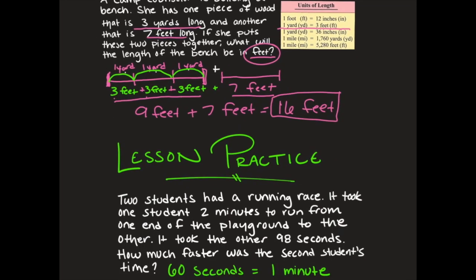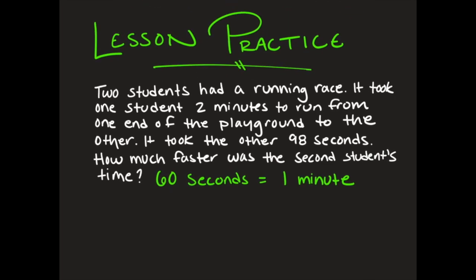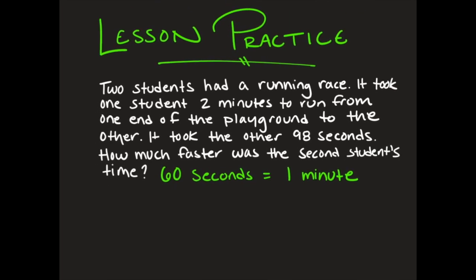And now here is your lesson practice. Two students had a running race. It took one student 2 minutes to run from one end of the playground to the other. It took the other 98 seconds. How much faster was the second student's time? And then here's your chart that I have placed here for you. 60 seconds, as a reminder, is equal to 1 minute.